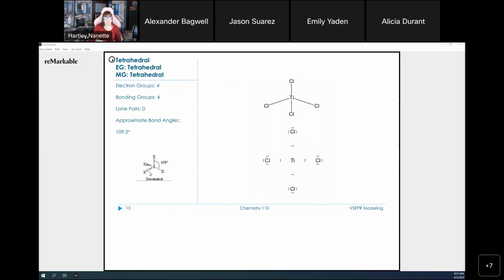Sometimes when we draw this, you'll see it drawn this way as opposed to this way. And again, we have this dashed line that means it's going back into the page, and this wedged line that means it's coming out of the page towards you. So that's what we're talking about there. So that's my tetrahedral structure. Now, that's if all of them are bonding groups.